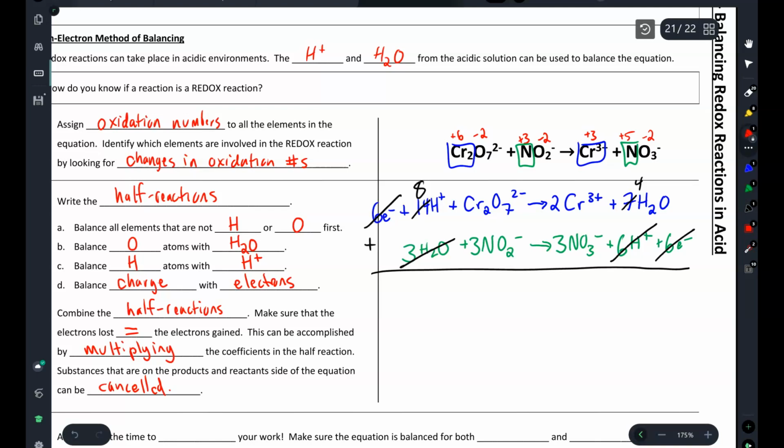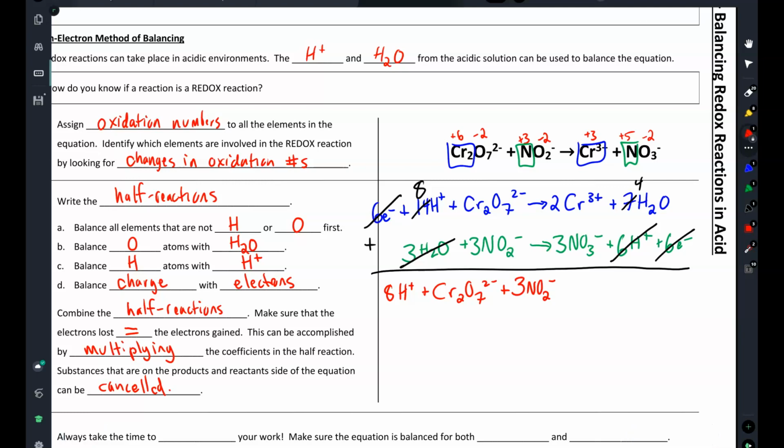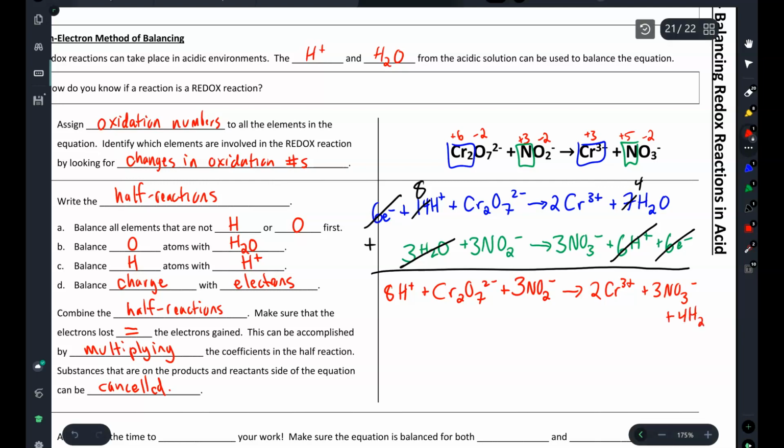So combine them. On the reactant side, I have 8 H plus. Now let's be consistent. I have Cr2O7 2 minus, the dichromate ion, and I have 3 NO2 minus. So those are the reactants. On my product side, I've got 2 chromium 3 plus ions. I've got 3 NO3 minus ions, and I've got 4 H2Os. Now I am, or at least I should be, balanced for both mass and charge.